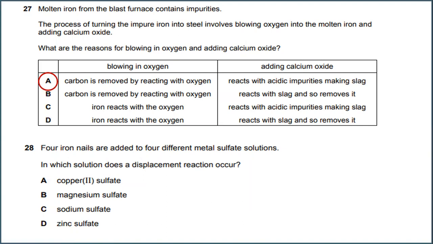28. Four iron nails are added to four different metal sulfate solutions. In which solution does a displacement reaction occur? The answer for this would be copper(II) sulfate.